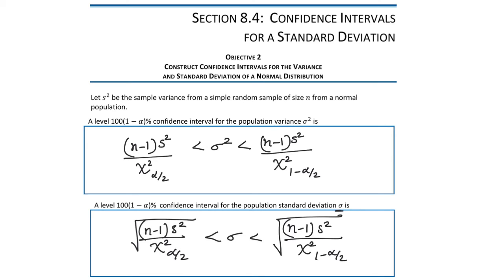So these are the formulas we use for constructing the confidence interval for the population variance and the confidence interval for the standard deviation sigma. When constructing a confidence interval for a variance or standard deviation, the number of degrees of freedom is always 1 less than the sample size.